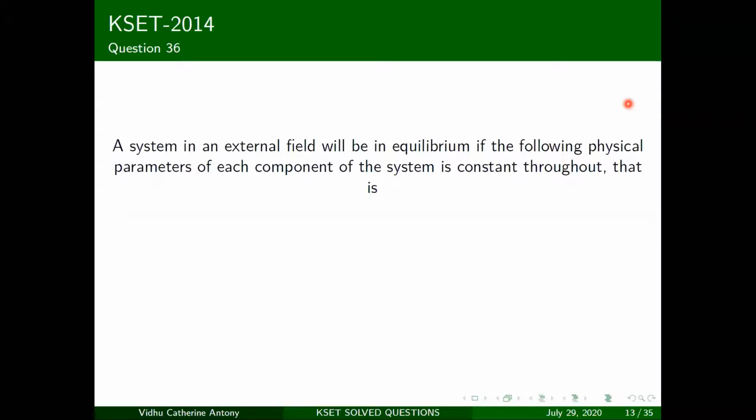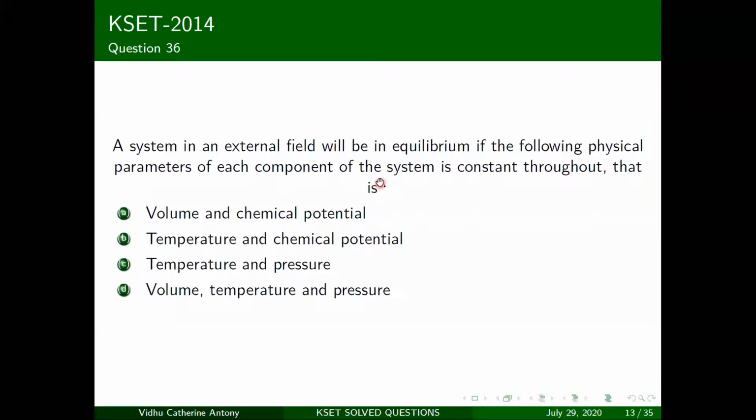They did give the option as B, but I think this wasn't challenged at all during that time. So a system in an external field will be in equilibrium if the following physical parameters of each component of the system is constant throughout. What are those parameters which have to be constant? They've given temperature and chemical potential. They haven't talked about what kind of equilibrium. They've just said external field and it has to be in equilibrium. Are they talking about thermal equilibrium? Mechanical equilibrium? Some other kind of equilibrium? Let's just look at that.